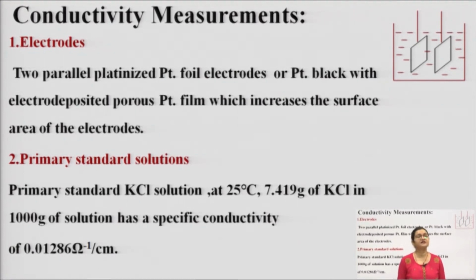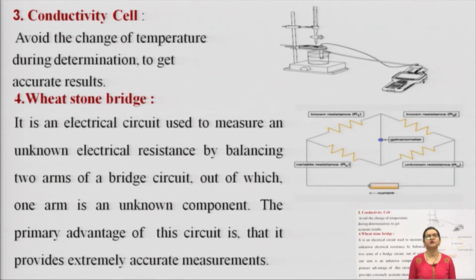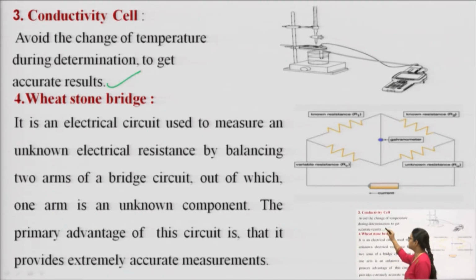What is a conductivity cell? A conductivity cell comprises two electrodes which are dipped in a primary standard solution. If we are doing conductivity measurement or titration, first of all we should avoid any temperature change or fluctuation in the temperature during the determination, so that we can achieve accurate results.